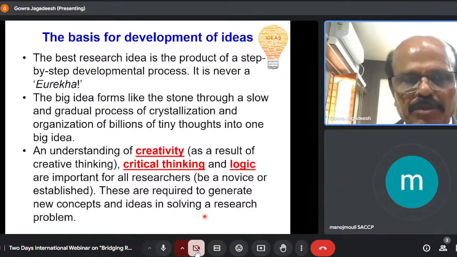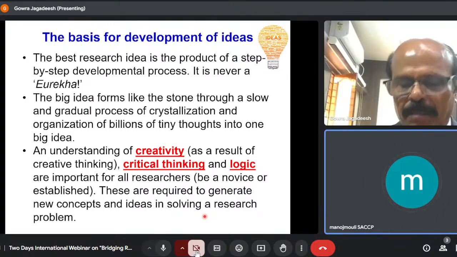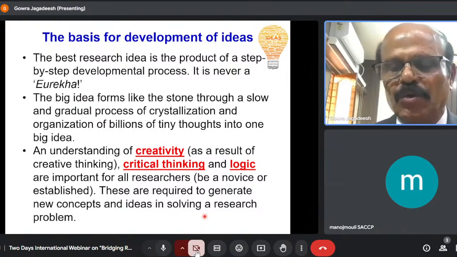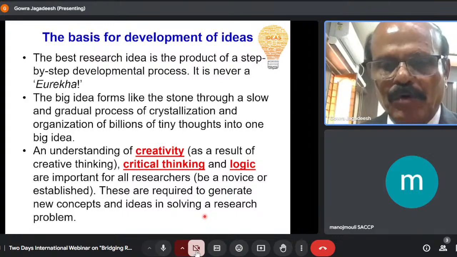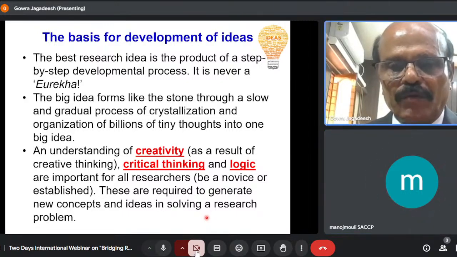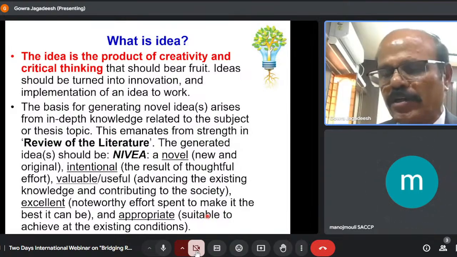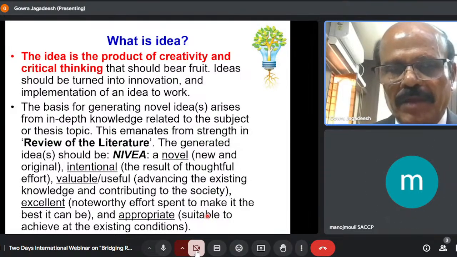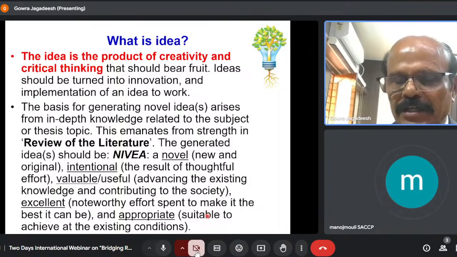The inherent ability of any individual is creativity. So we are all born with creativity in our minds. We are creative people. We have a good critical thinking capacity also. The only thing is we have to work towards how to materialize these attributes and characters that we possess in our brain. The idea is the product of creativity and critical thinking. And when you put it together with a review of literature, you should be able to generate ideas.